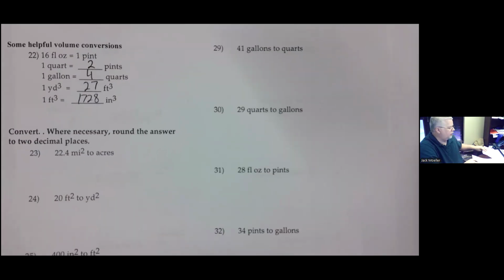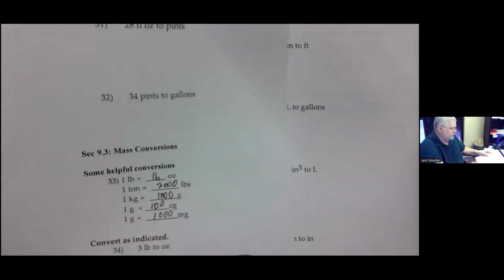Again, with all these conversions, if you know a direct conversion from one to the other, and it's a one-step conversion, let's just multiply or divide, and these fractions help you get that without guesswork.